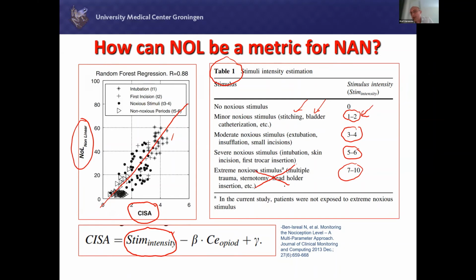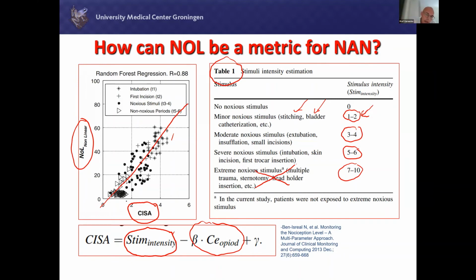The more noxious your stimulus is, the higher the CISA will be. And this is compensated by an anti-nociceptive activity, which is quantified by an effect site concentration of the opioids that were administered. There were several opioids administered, but they were all calculated into remifentanil equivalents. So the higher your opioid is, the lower the intensity of the noxious stimulus, and you get this CISA. You could have a highly intense stimulus, with a lot of opioids, that ends up with a low CISA. So this was a clever idea.